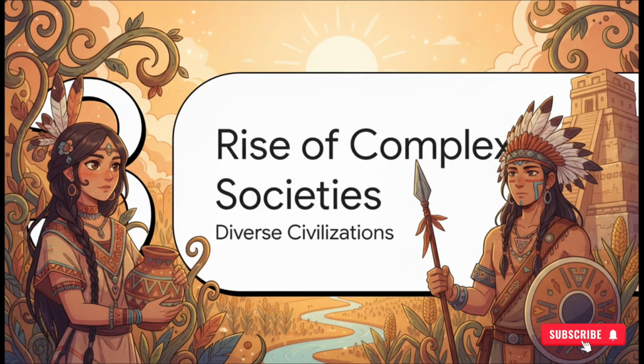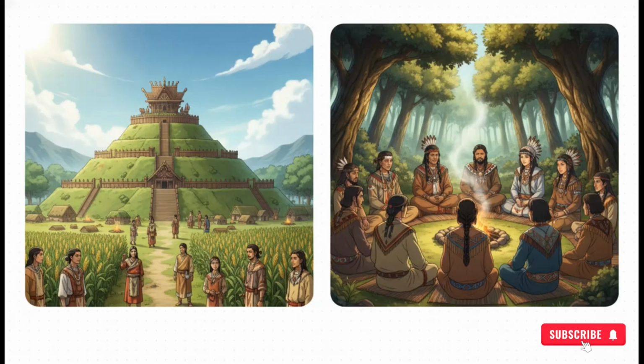Which brings us to Section 3. Rise of complex societies, diverse civilizations and structures. Now, what's really interesting about this slide is the sheer variety of how these societies organize themselves. On one hand, you've got the Mississippian culture. They were famous for massive urban earthwork mounds and a heavy reliance on sprawling agriculture and trade networks. But then, on the other hand, up in what's now upstate New York, you have the Iroquois Confederacy, formed in the mid-15th century.